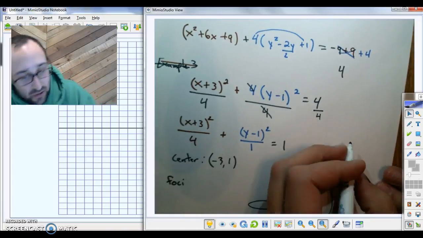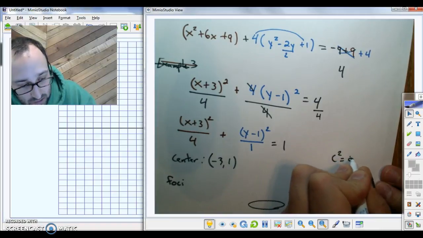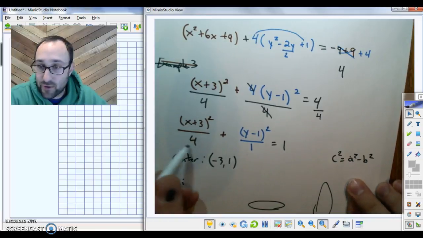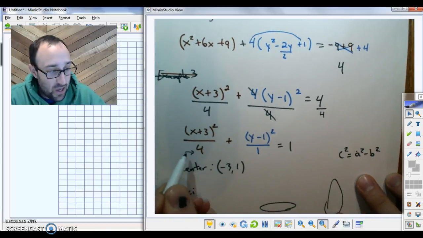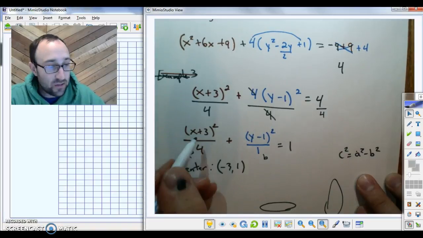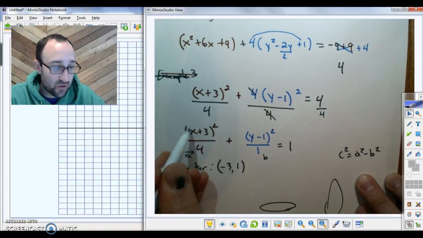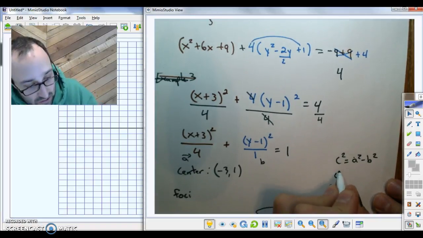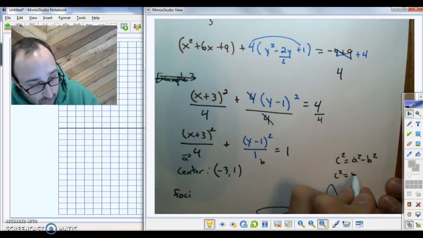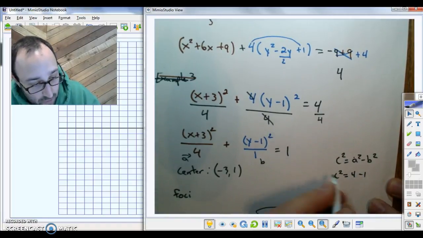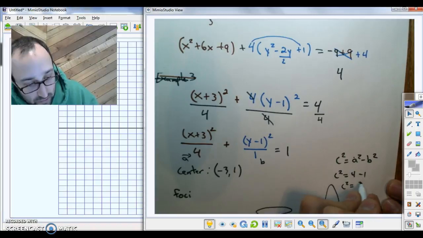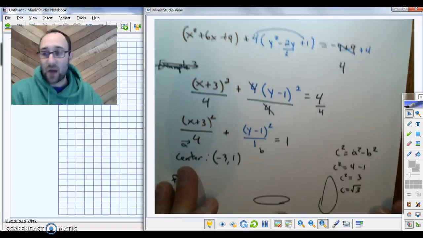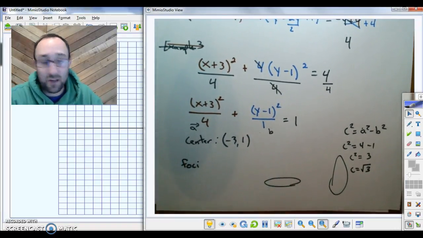The foci, remember, is c squared equals a squared minus b squared. I know what a is, and also I know a is the larger one, so it's going to be, this one is a, this one is b. Since I know x is the first one and this number is larger, I know it's going to be a horizontal type of ellipse. So I can say c squared equals a squared is 4, b squared is 1, so c squared equals 3, so c is going to equal the square root of 3. Eek. Not great to find the foci, but we really don't need to find it if you're graphing it.